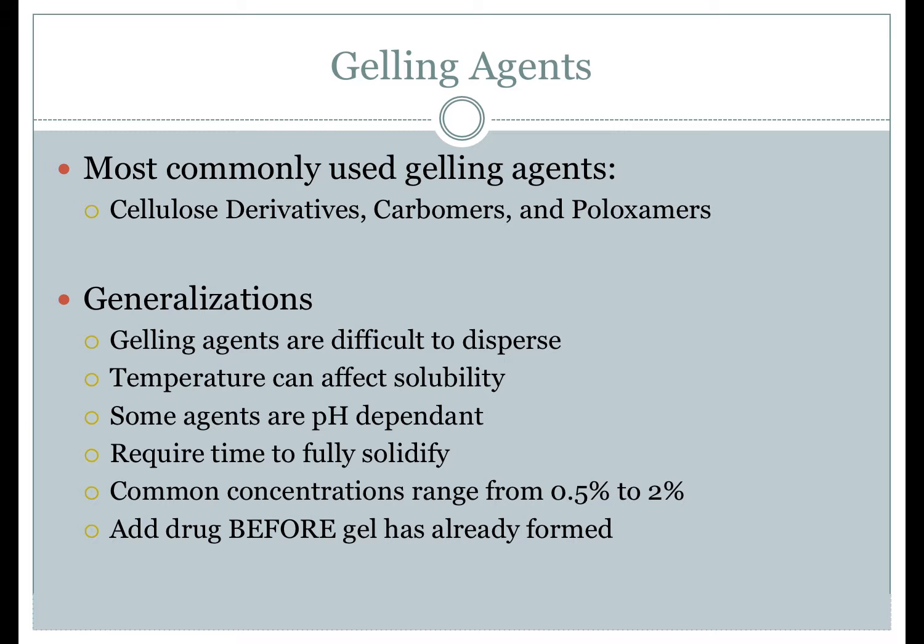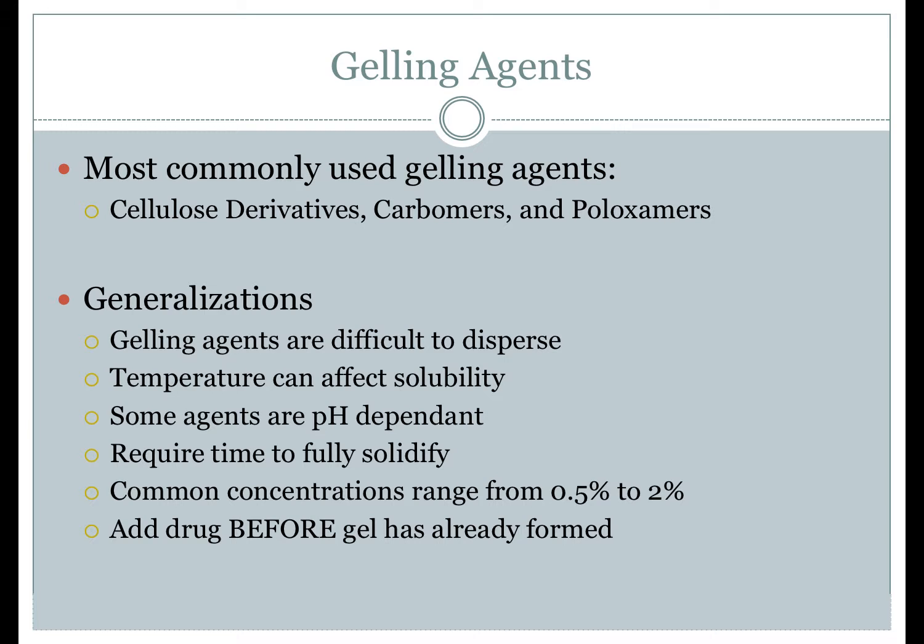The first generalization is that if the gelling agent is added to the dispersing medium too rapidly, or haphazardly, the agents tend to clump. The outer molecules of the gelling agent actually contact the medium first and hydrate. By doing this, they form a layer with a gelled surface. That in turn makes it more difficult for the medium to continue to penetrate into the powder. Compounding techniques can be used to minimize this problem.